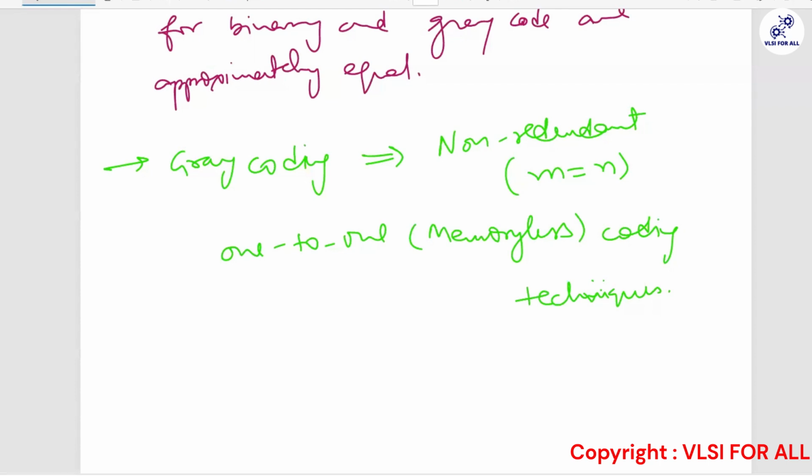And remember one thing: instruction addresses are highly correlated, so switching activity is reduced by using gray coding. And data addresses are not correlated, so switching activity is more or less similar to binary code. You can write 2 points. These are very important.